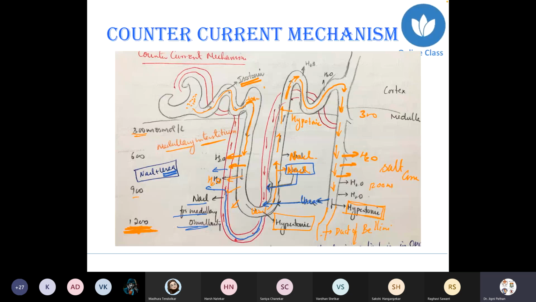Last point. Amod, listen. What is the role of Vasa recta? Whatever NaCl is coming from the ascending loop of Henle is taken by the descending Vasa recta and given out by the ascending Vasa recta to maintain the osmolarity. Who maintains the osmolarity of the medullary interstitium is NaCl and urea. Got the point, Amod?